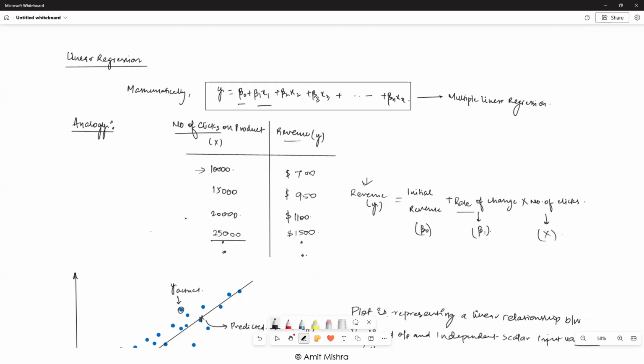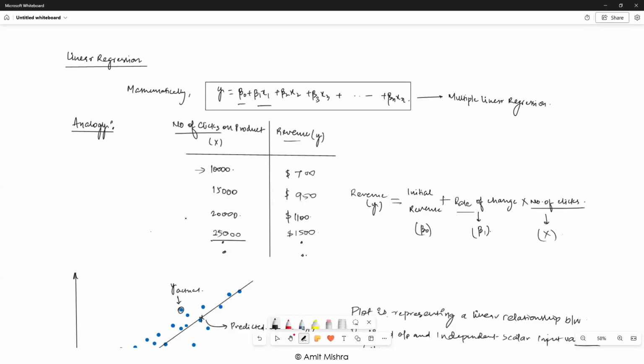Here the revenue is represented as the Y value, which is equivalent to the initial revenue, that's beta naught, plus the rate of change. In this case, the coefficient value represents the rate at which your feature will be changing. It is not about what the revenue will be. It shows the rate of change at which your revenue will change when there is a change in the number of clicks. So that is your rate of change.